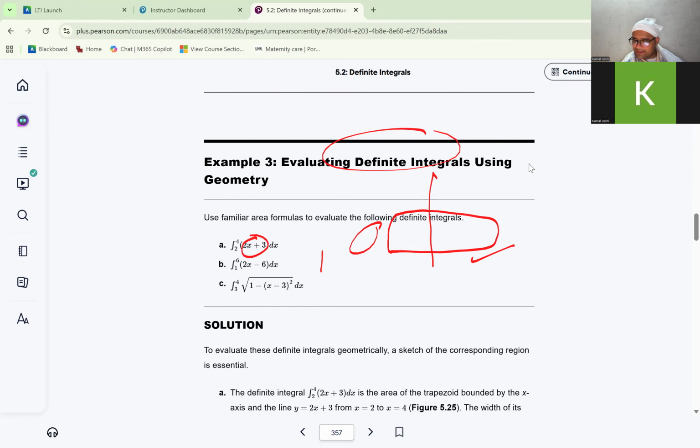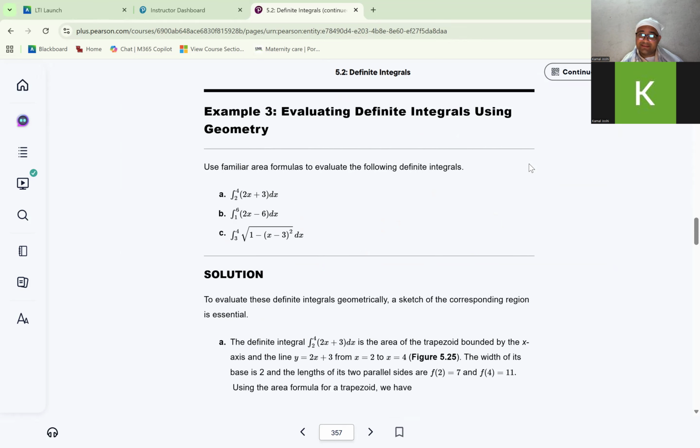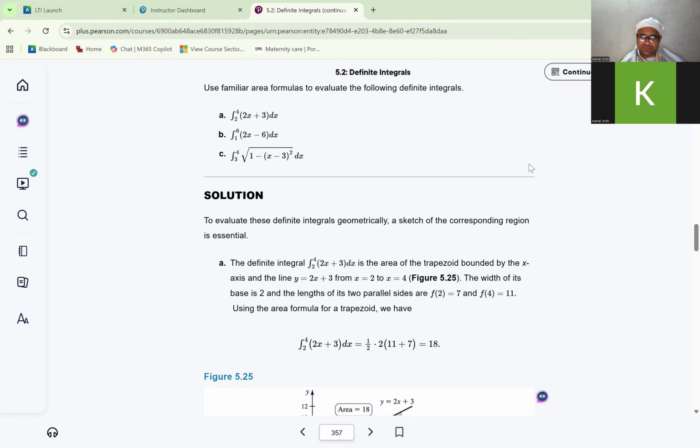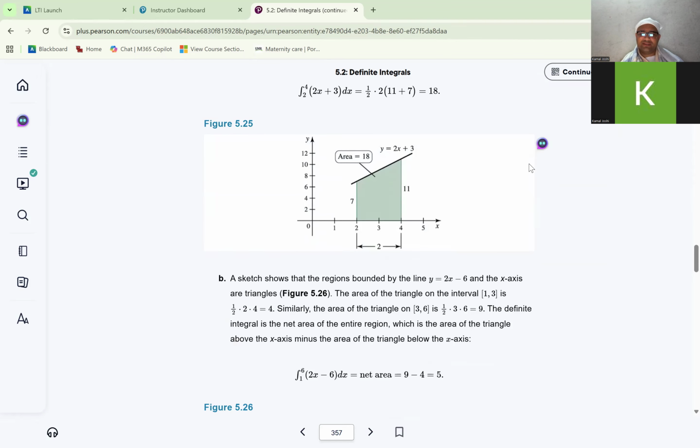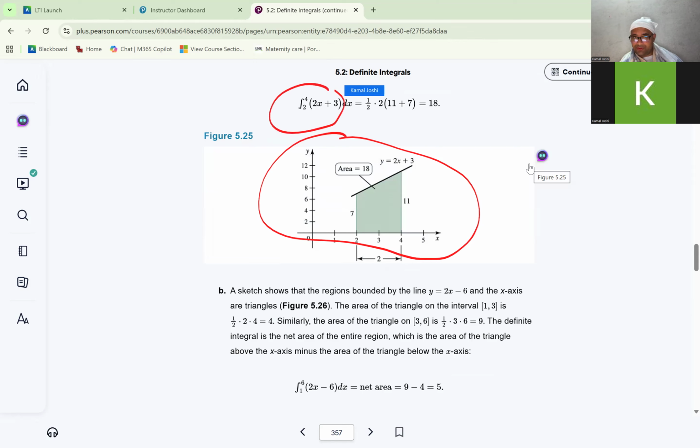So after that, here you will see this concept of evaluating the integrals using geometry, which I will show you more in the exercises later. But here you can look at this example. If you have to compute this integral from 2 to 4 of the function 2x plus 3, you can literally take the graph y equals 2x plus 3, then mark the values at 2 and 4 and draw them down.